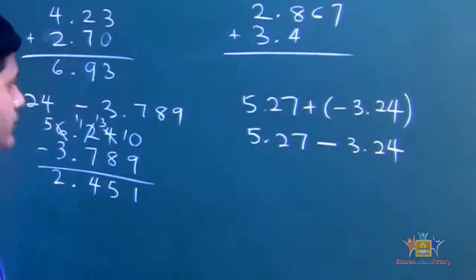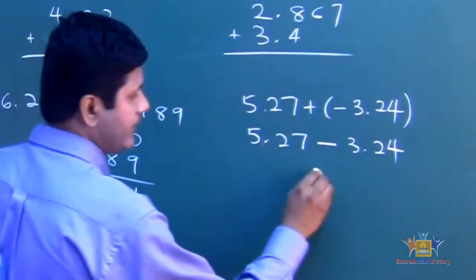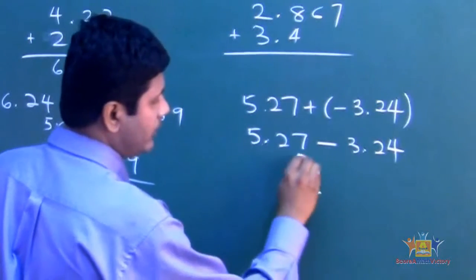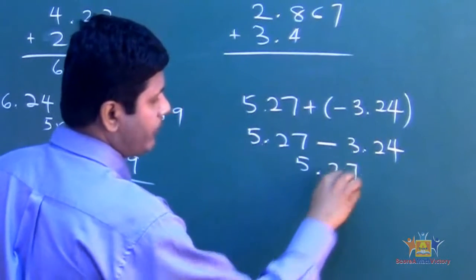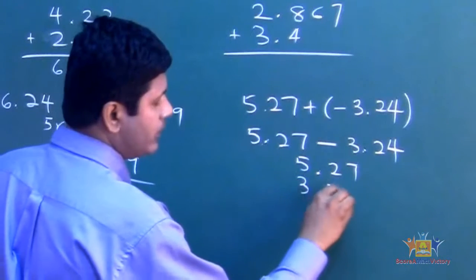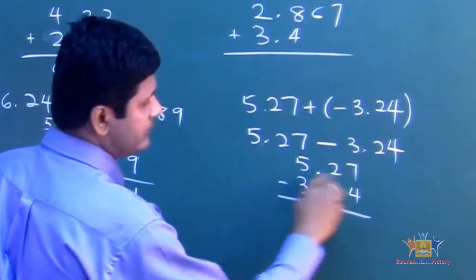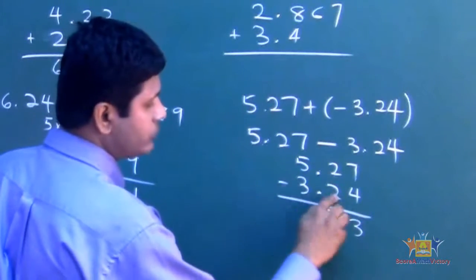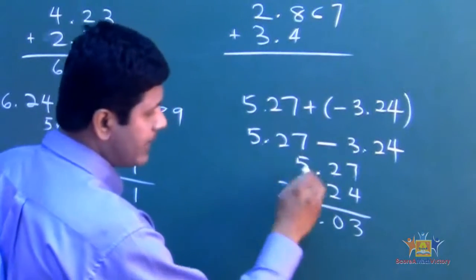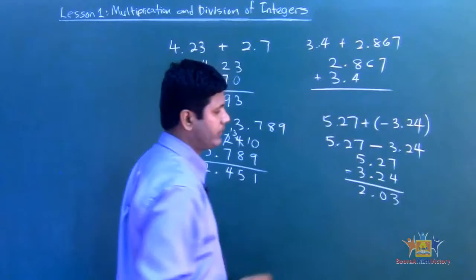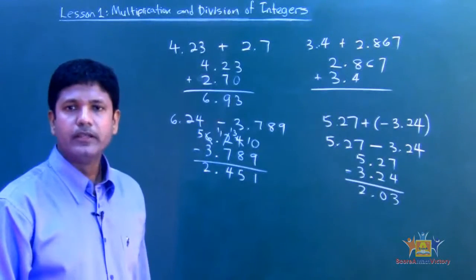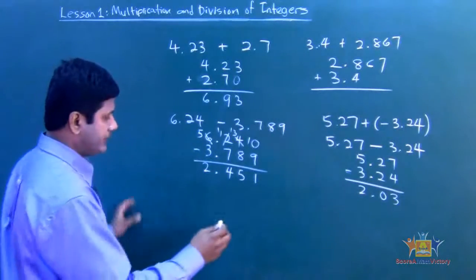Okay, so I'm going to line it up. Grab them by the decimal. So this one comes first, 5.27, and then I line it up with 3.24. 7 minus 4 is 3, 2 minus 2 is 0. Bring the decimal down. 5 minus 3 is 2. That gives me 2.03.